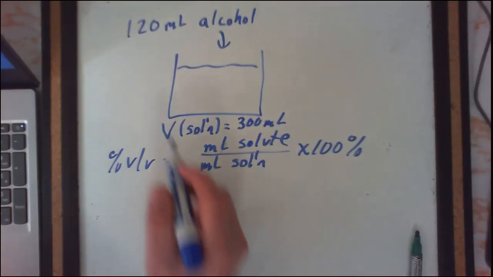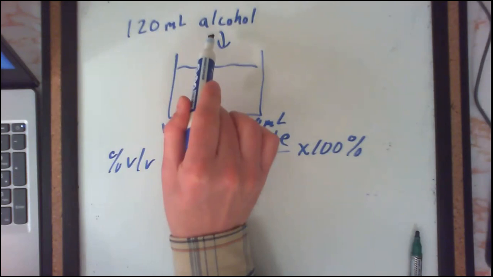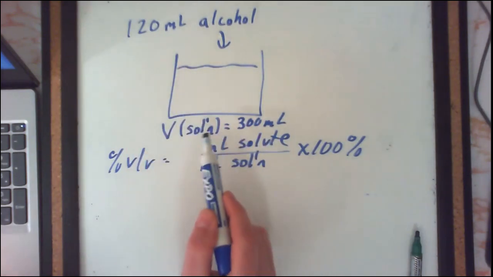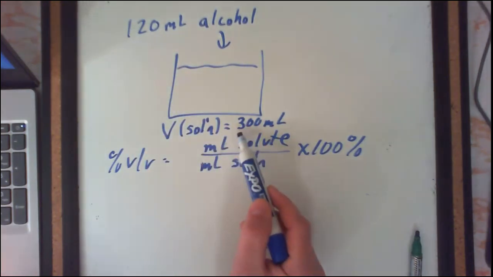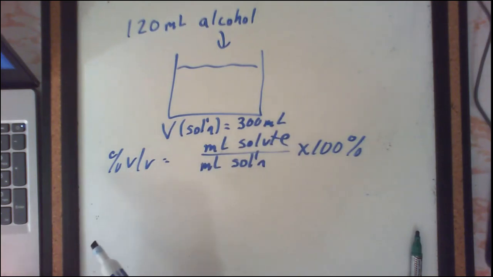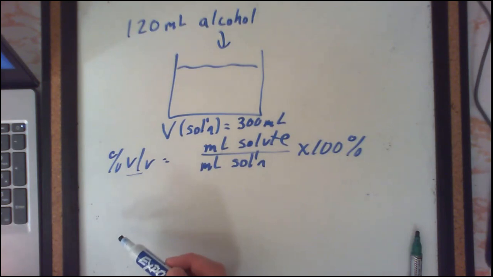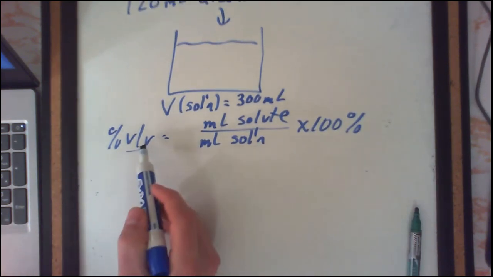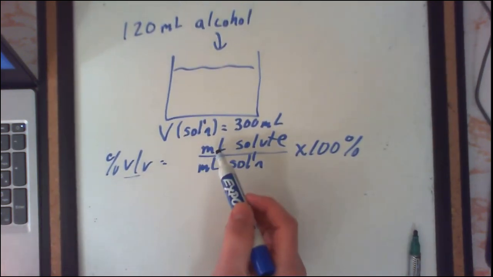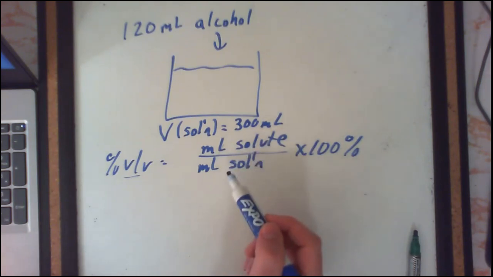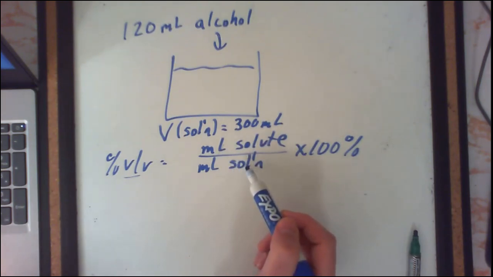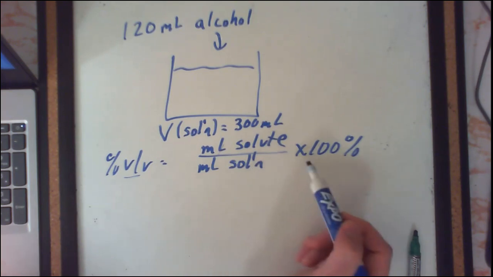So once again, we have our picture: we're combining 120 milliliters of alcohol into enough water to give us a total volume of 300 milliliters. And we want to label this alcoholic beverage with its percent volume over volume. So by definition, percent volume is the volume in milliliters of the solute over the volume in milliliters of the solution times 100%.